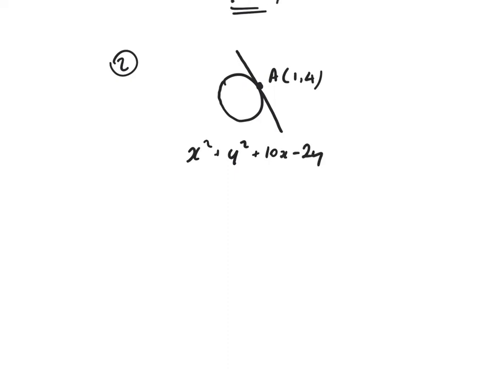Okay, let's try a second example. This time we've got a circle like so and a tangent. The point of contact is A(1, 4). I'm told that the equation of the circle is x² + y² + 10x − 2y − 19 = 0, and I'm wanting to find the equation of the tangent. So I'm going to half and invert. That means the circle centre is (−5, 1).